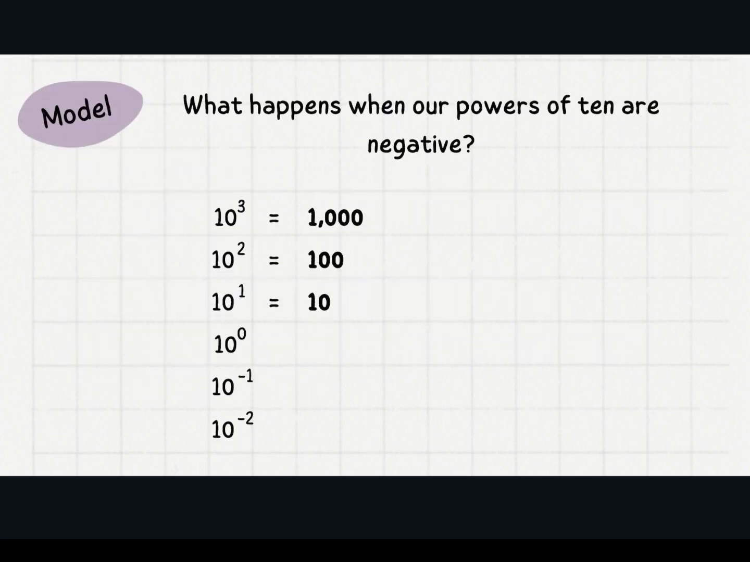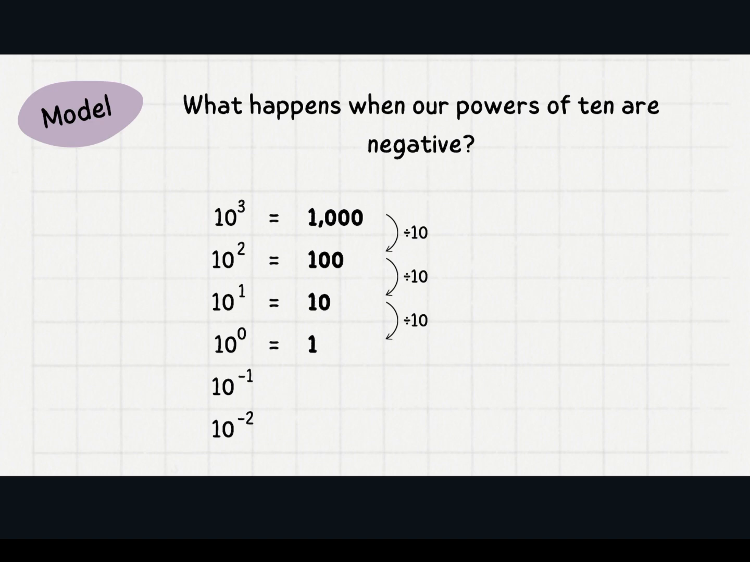For our next model, we're going to look what happens when we make our powers negative. So we've already done 10 to the power of 1, 2, and 3. Now, every time we take one away from the power, we divide our answer by 10. So we're going to continue that pattern to find 10 to the power of 0. Well, that's 10 divided by 10, which is 1.